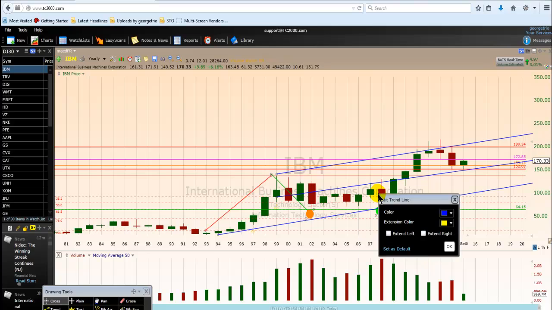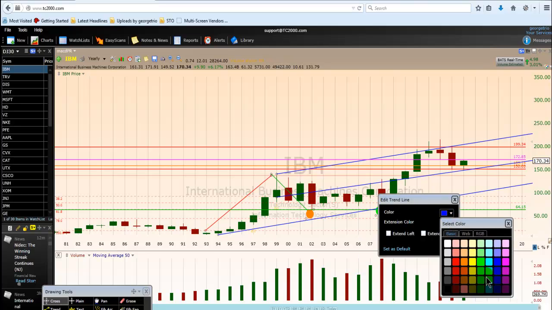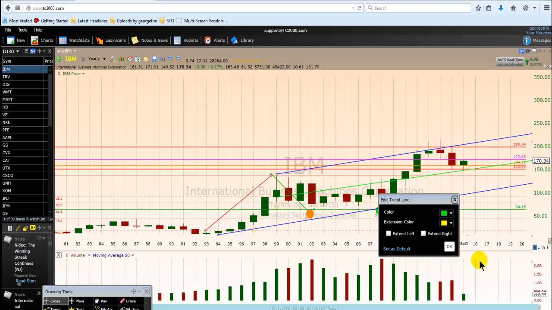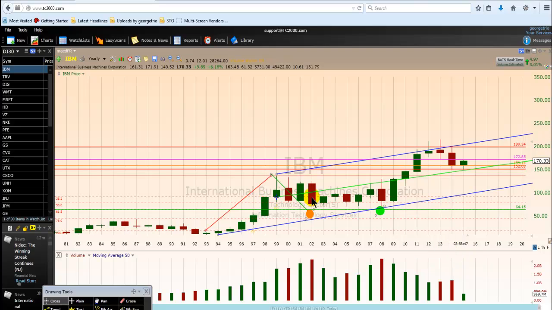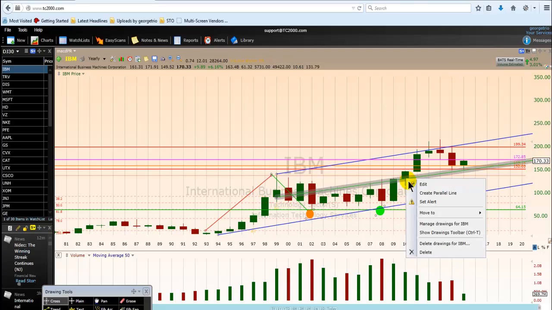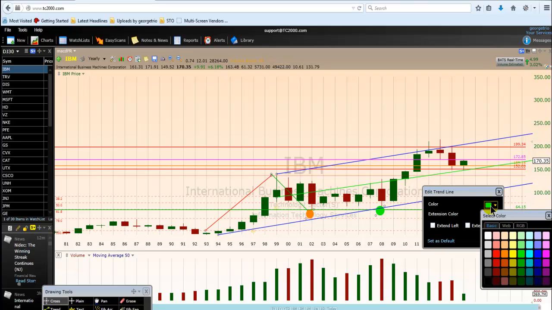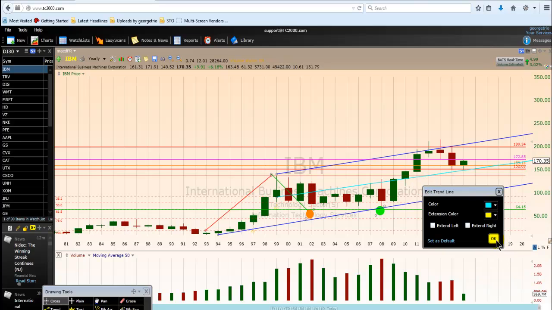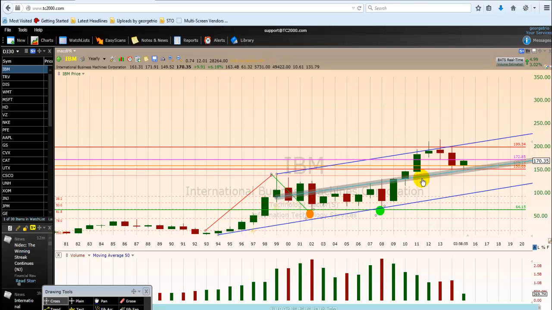I'll color it now, running out of colors now, into green. Okay, so you see the green line here. I think I'll change that to a different color, turquoise. You see the turquoise line? That's the median line of the blue channel.